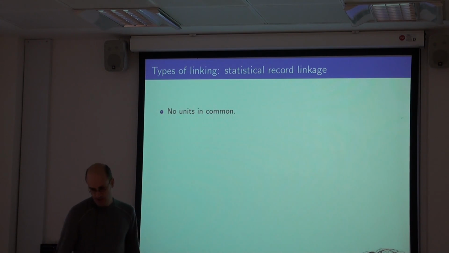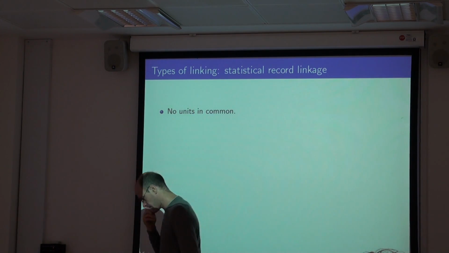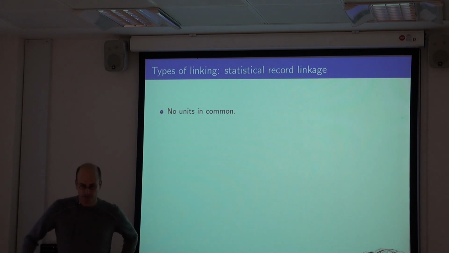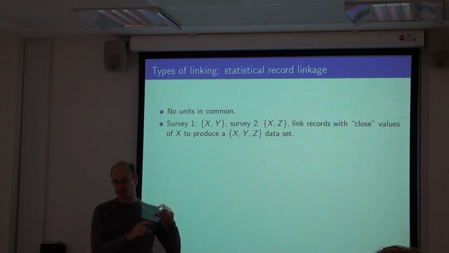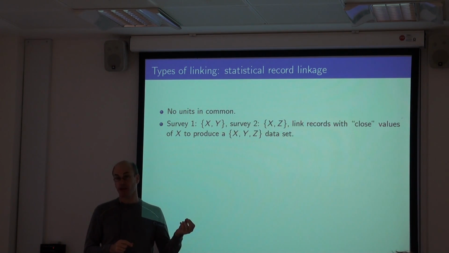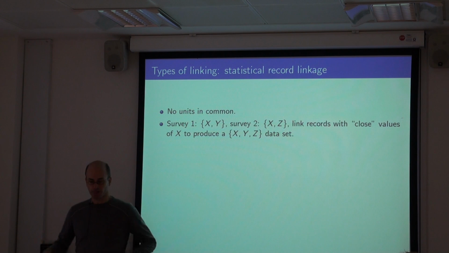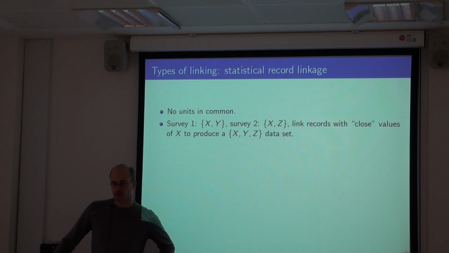Okay, and so that's probabilistic record linkage. Then there's also statistical record linkage. Here you have two surveys, and you have one survey where you have data on some variable x and variable y, and you have a second survey where you have a sample from the same population of variable x and variable z, and you'd like to have a data set that has variables x, y, and z, because you'd like to study perhaps y as an outcome variable and x and z as some input variables.